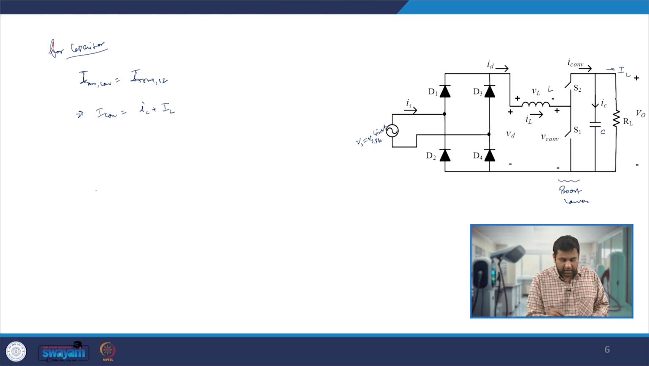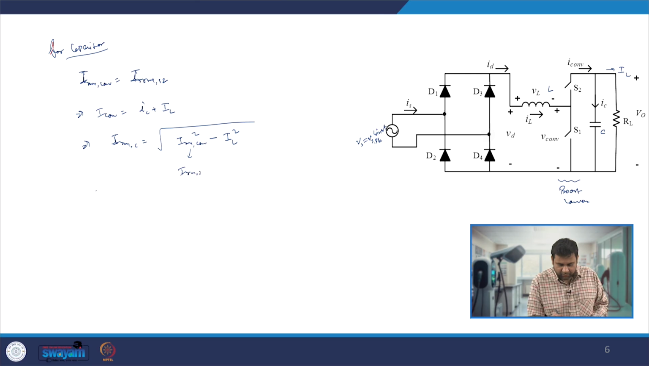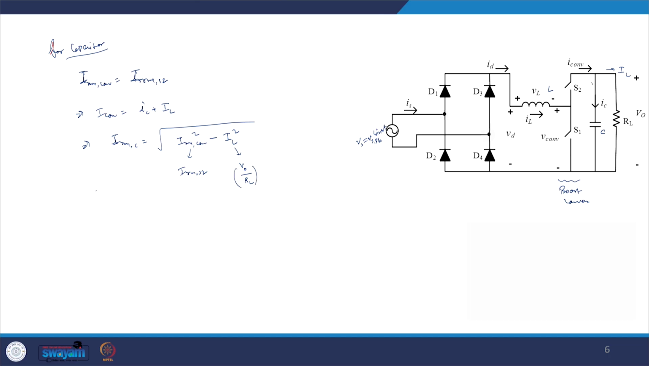So we can calculate I RMS of C, which is nothing but the square root of I RMS of converter square minus IL square, and this particular I RMS of converter is the same as I RMS of S2, and this we can easily calculate. IL value is nothing but V naught by RL, and thus we can calculate the RMS current flowing through this capacitor. We can come to a conclusion of what the current will be, and thus easily size the capacitor bank. That means the parallel combination of the capacitor bank one can decide.